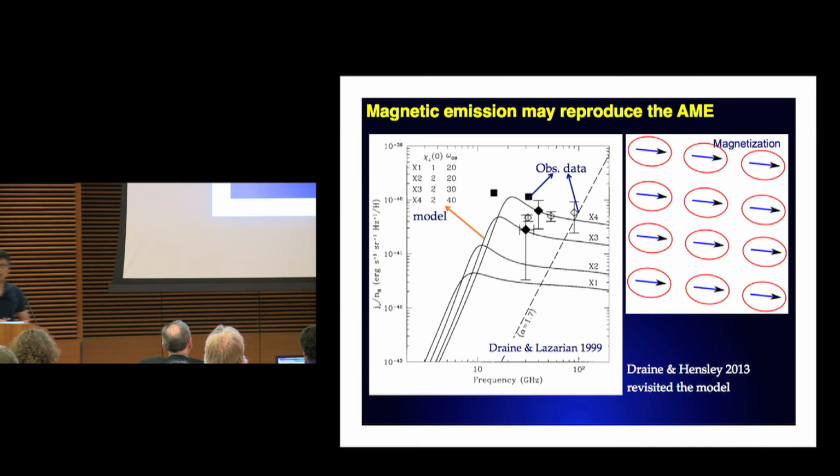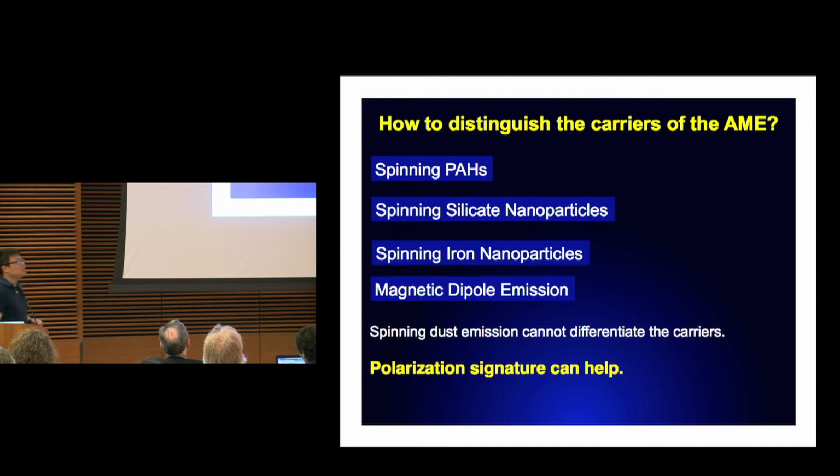But in our recent result, we show that the polarization of anomalous emission by iron nanoparticles is also within the observation limit. I will show you later. So now, how do we distinguish different carriers of anomalous emission? We have spinning PAH, spinning silicate, spinning iron nanoparticles, and also magnetic dipole emission. If we look at the emissivity, we cannot distinguish them because they produce comparable amplitudes.